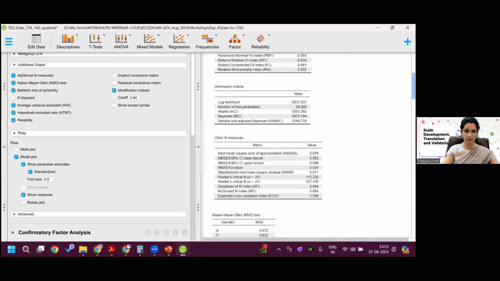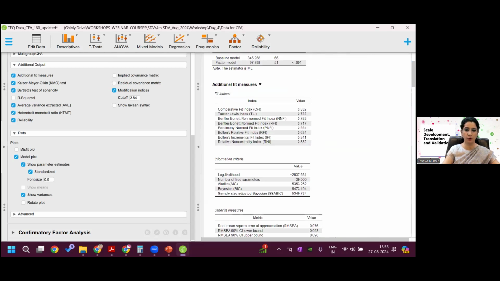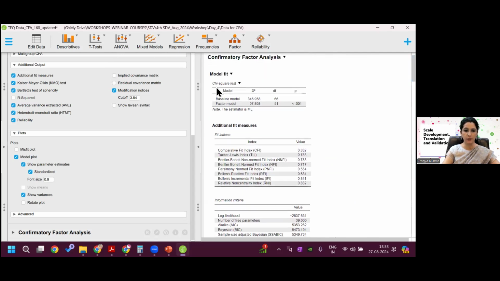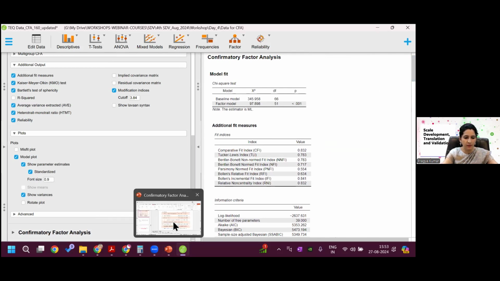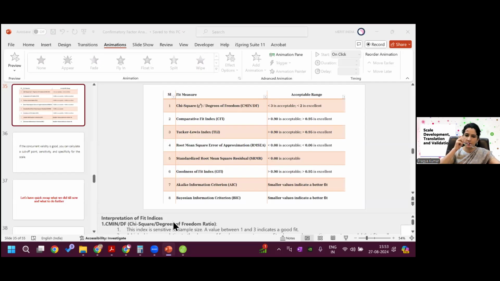So these are the model fit indices. There are three types of model fit indices. First is your absolute model fit, which is the chi-square test. Generally, we take the ratio of chi-square and degree of freedom. If the ratio of the chi-square and degree of freedom is less than 3, it is acceptable. You should always refer to this table, because it may be possible that you will not remember all these values. If it is less than 2, it is excellent.